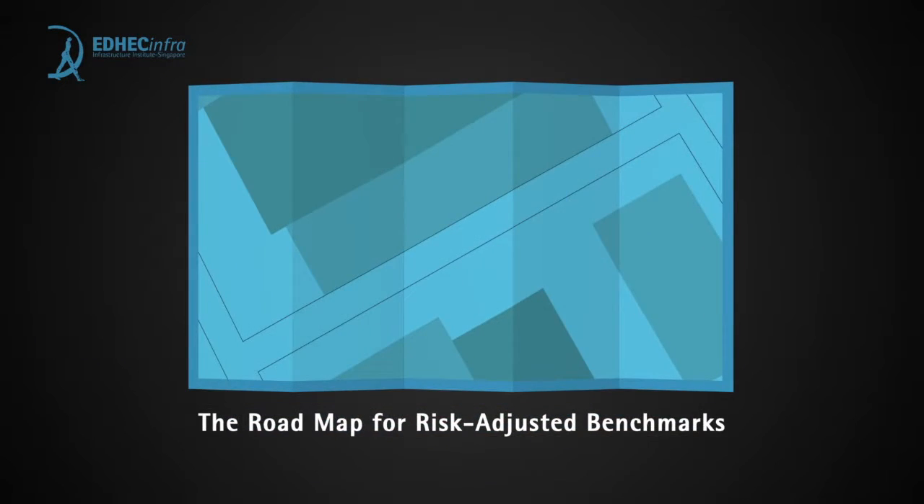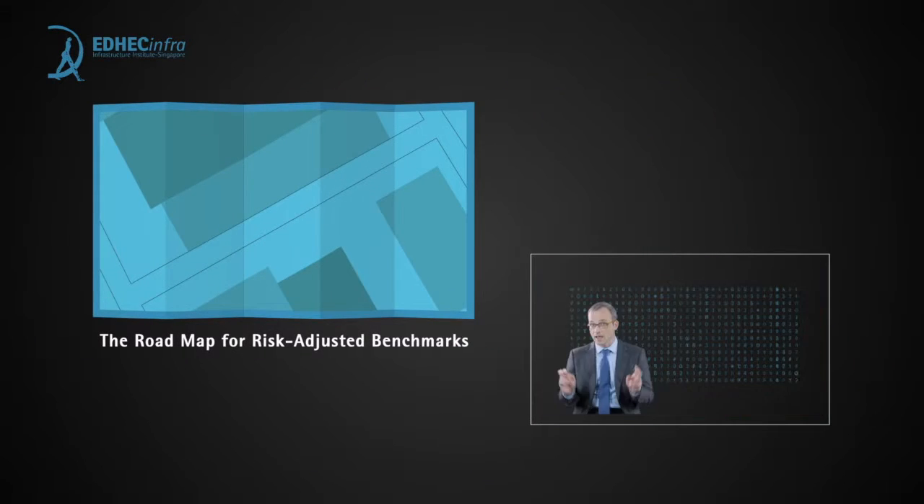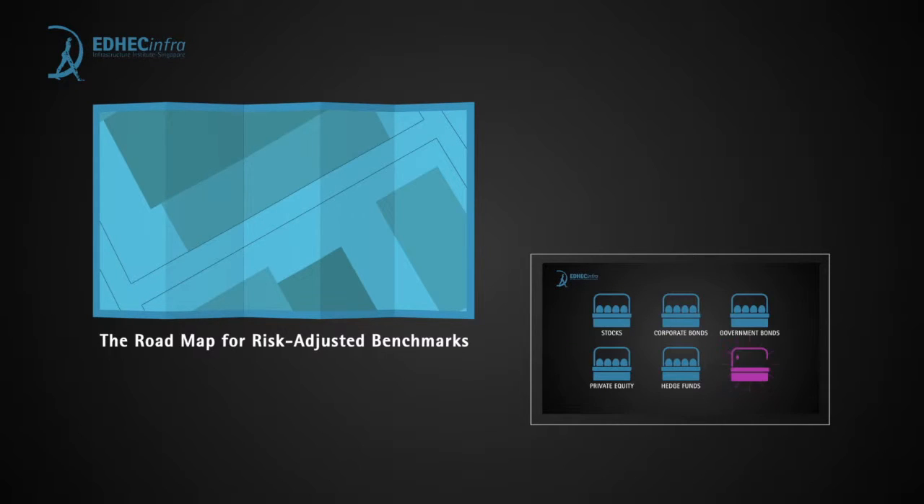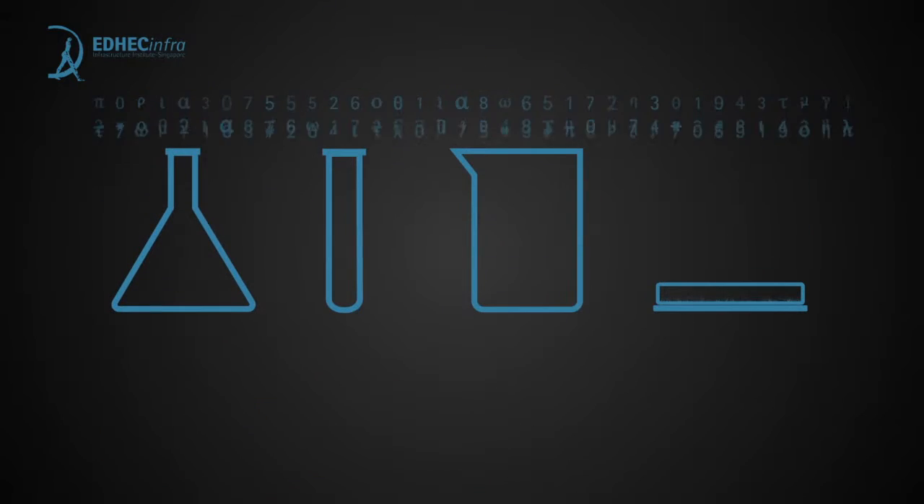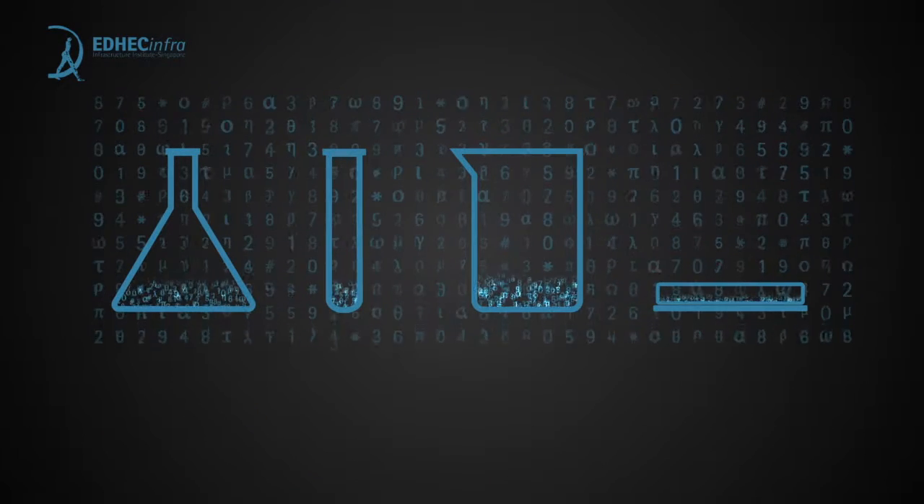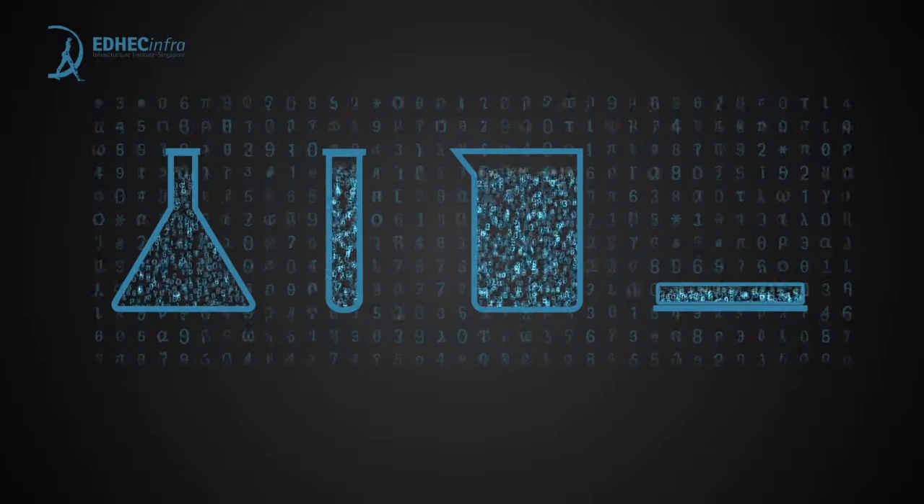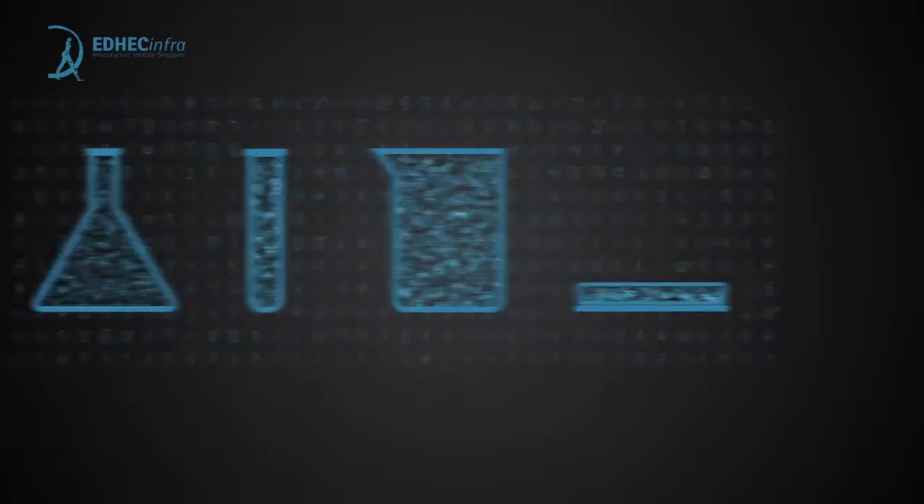In the previous video, we talked about the implementation of the EDHECinfra roadmap for the creation of risk-adjusted benchmarks of private infrastructure investments. In this video, we focus on the approach taken to collect data. We discuss which data we collect and how we structure it to build a global database.